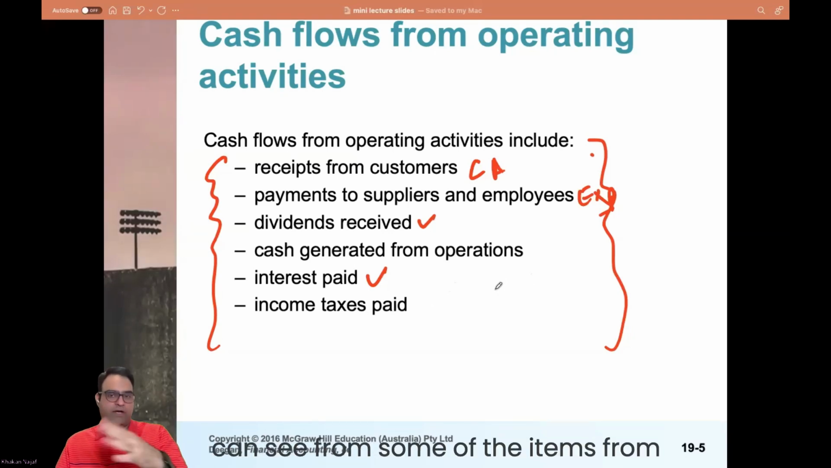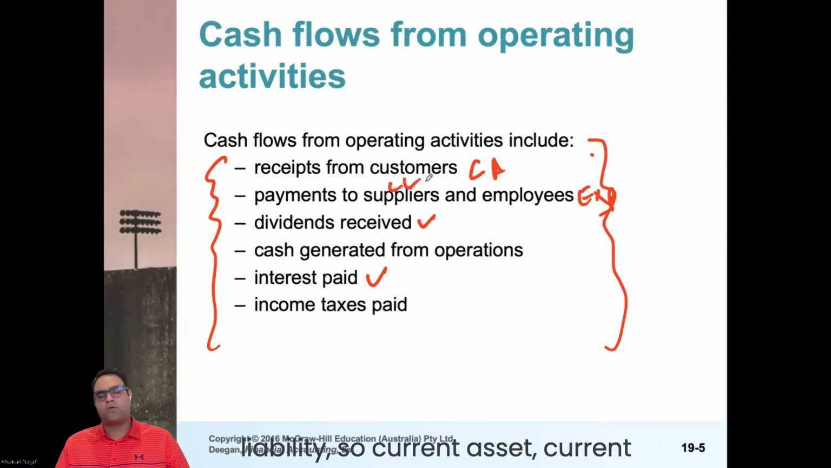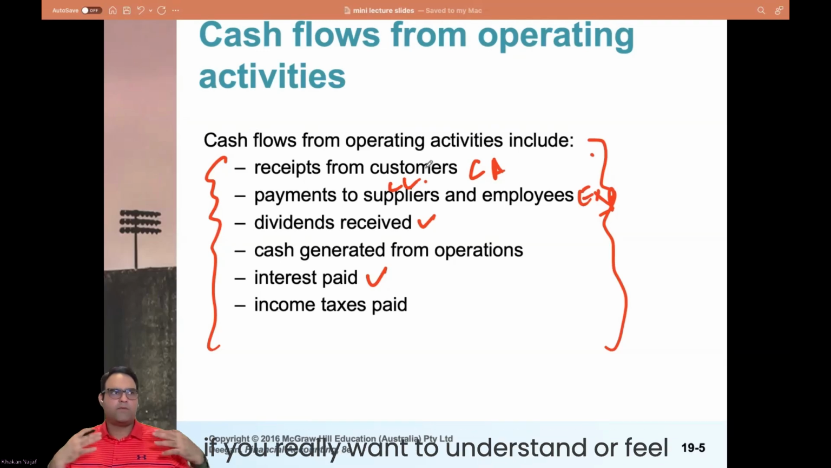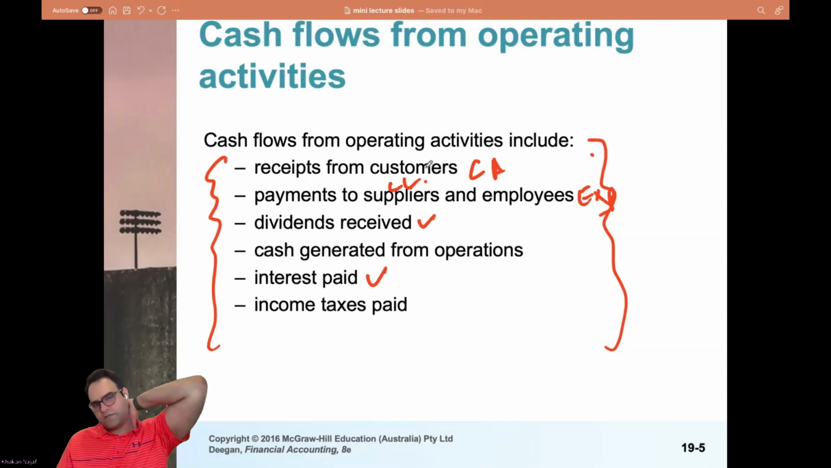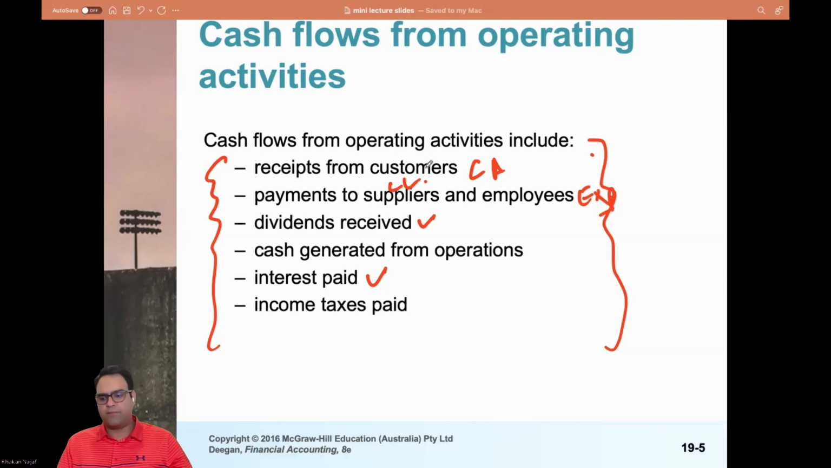So you can see some of the items are from current assets or current liabilities. Payment to the supplier is a current liability. So current asset, current liability, and the expenses of the profit and loss account, which I discussed earlier, if you really want to understand or feel which category belongs to which activity. So this is one of the tips I'm providing you in this video.